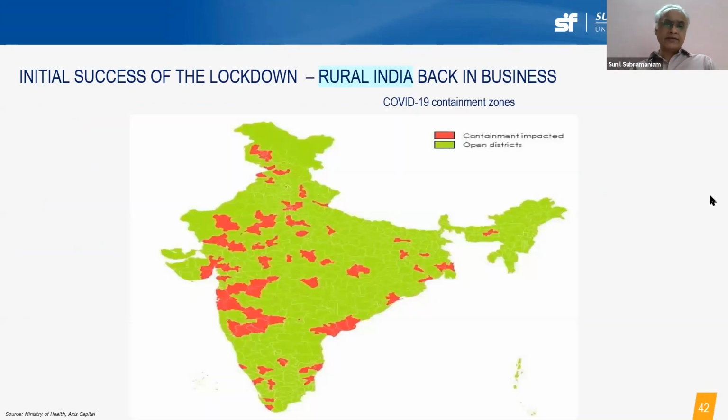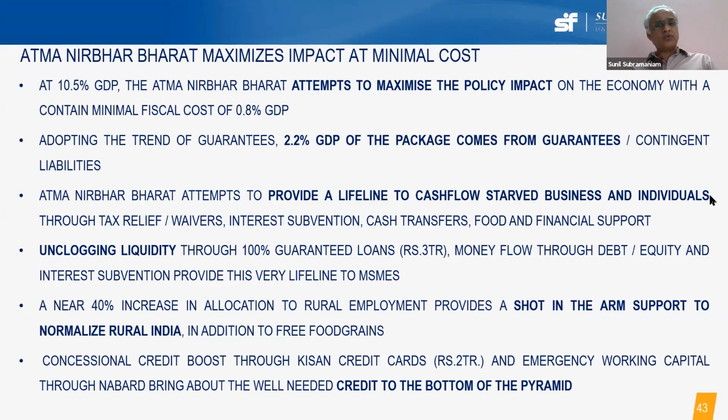Right. So the initial medical success is reflected here in that we managed to contain the medical crisis to the urban agglomerations. Though they account for a significant proportion of the GDP, a large part of India's population was initially not affected by the crisis. And the government announced a 21 lakh crore program to tackle the crisis by means of lifeline to cash flow starved businesses, guarantees, increase in the NREGA allocation, as well as much needed credit to the bottom of the pyramid through NABARD and the Kisan credit card.